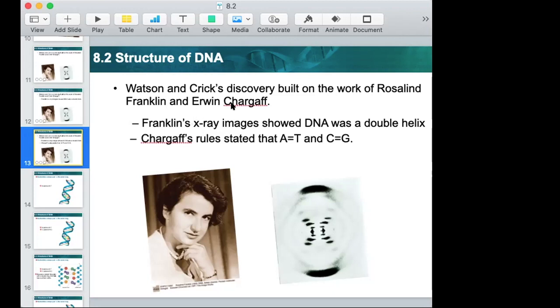Erwin Chargaff was working with Rosalind Franklin, and he realized that adenine pairs with thymine and cytosine pairs with guanine. In every sample of DNA, the amount of adenine equals the amount of thymine, and cytosine equals guanine in amounts. And because those are the same exact amounts, he said that adenine must pair with thymine in the double helix, and cytosine with guanine. So that's called Chargaff's rule, which says that adenine equals thymine in number, and so they must pair together.